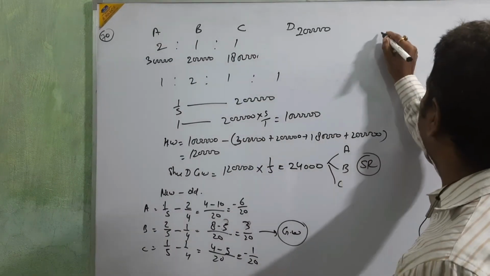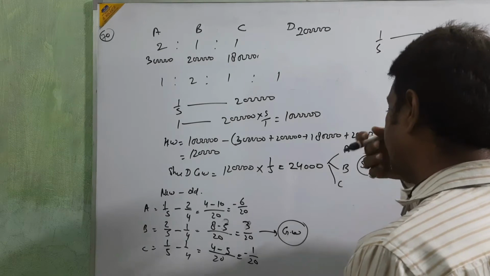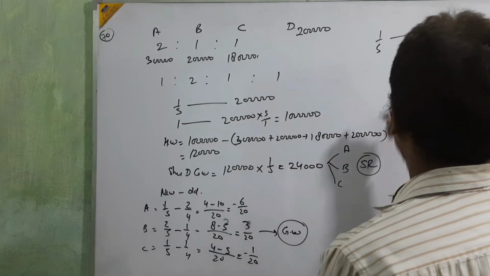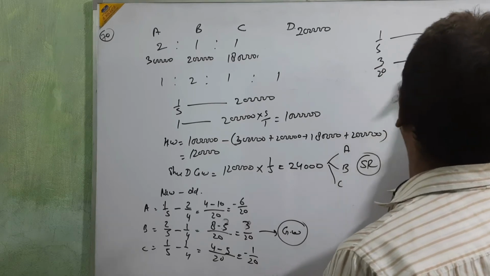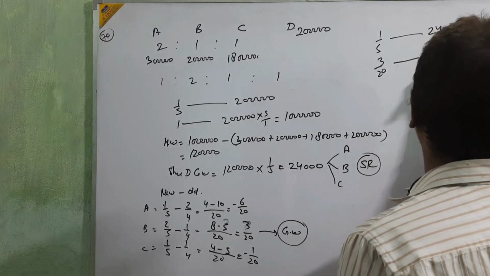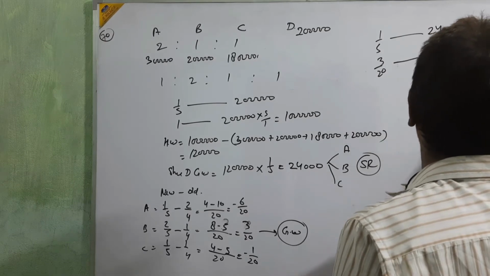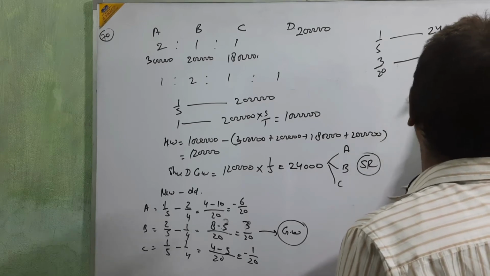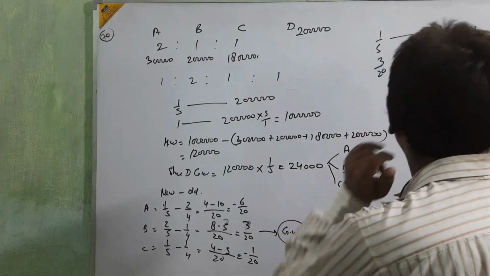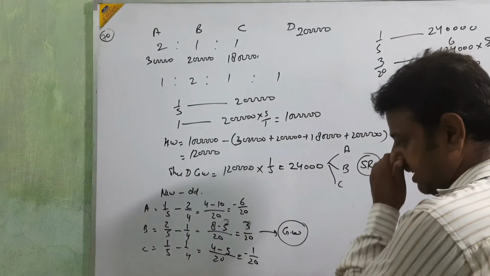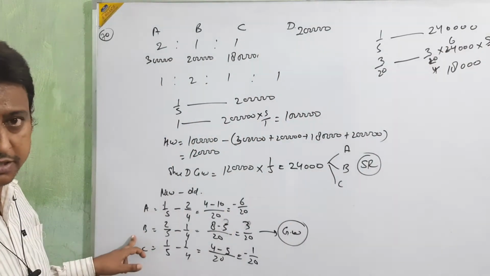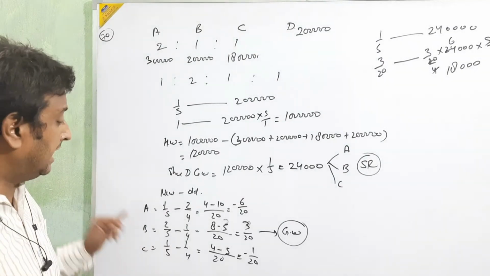Okay. Now we are going to calculate the goodwill for the 1/5. For the 1/5 ratio, the goodwill is 24,000. Okay. Then for 3/20, 24,000 into 3/20 into 5/1, it means 18,000. Okay. It means 18,000. Now B also comes with the goodwill of 18,000.